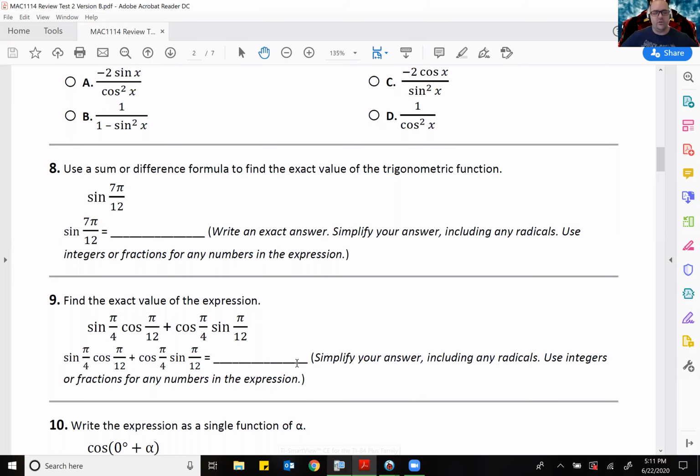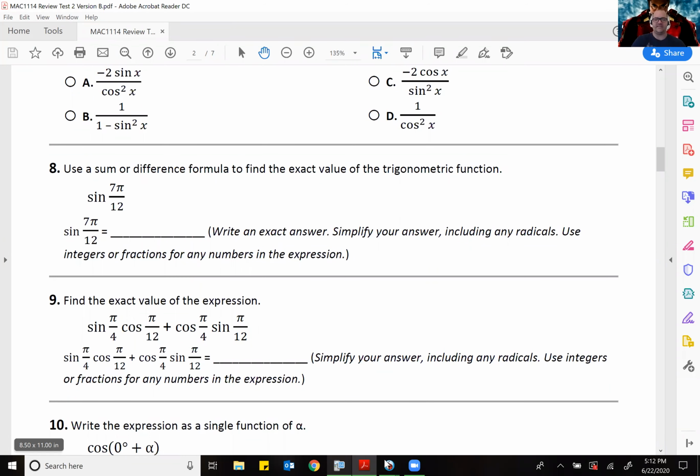So number 9. They're making you work this backwards. Okay? We do know what pi over 4 is, but again, if you know your trig chart, there's no pi over 12. So they want you working backwards. And again, if you don't like working with it in radians, you can turn that into degrees. Okay? So pi over 12 in degrees is 15. So what you're really looking at here, sine pi over 4 cosine pi over 12 plus cosine pi over 4 sine pi over 12, is really just sine 45 degrees cosine 15 degrees plus cosine 45 degrees sine 15 degrees.